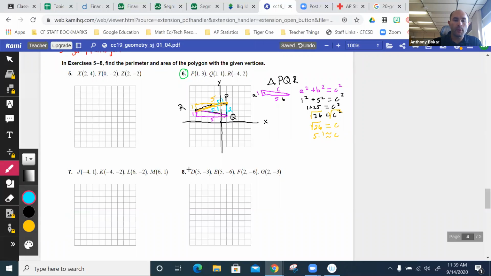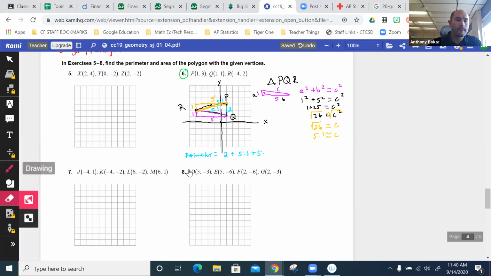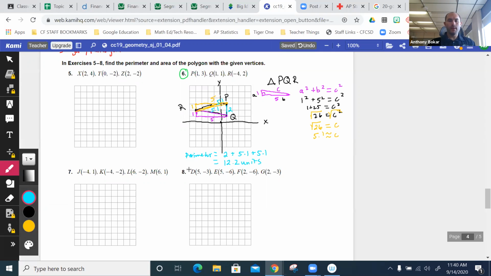So in total, the perimeter is just add all the sides together. So it's 2 plus 5.1 plus 5.1. And in total, that would be, let's see, 10.2 plus 2, 12.2 units. Okay? So that is finding our perimeter. Okay, so now let's look at how can we figure out the area, right?